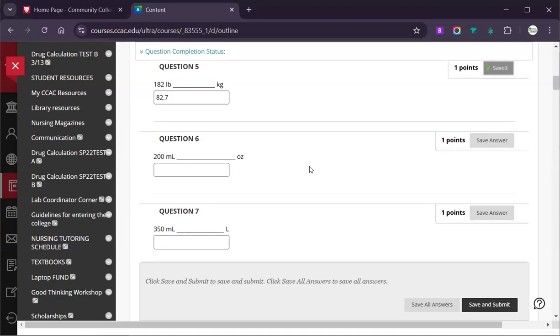All right. 200 milliliters to ounces. There are 30 milliliters per ounce. So I'm going to take 200 divided by 30, and I'm going to get 6.6 repeating. So again, I'm going to follow the same rule because we're going from the metric system milliliters to the US standard ounces. So we're just going to round that number to 6.7.